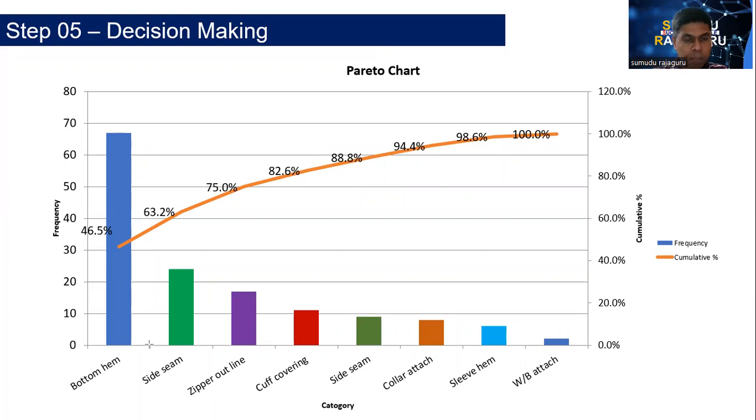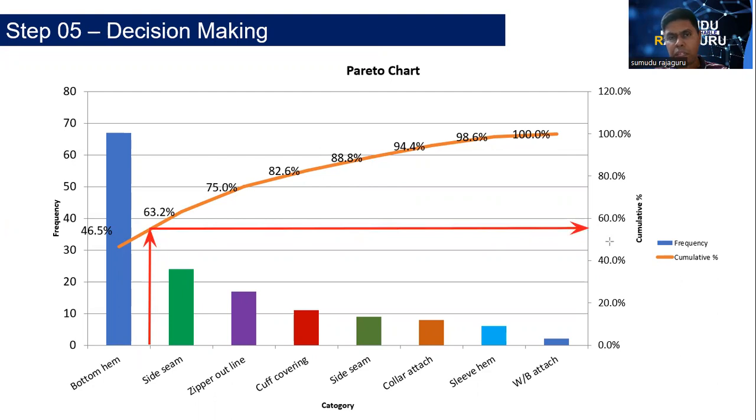After the first problem, I have to draw a projection line from the x-axis to the cumulative curve. Then from that intersect point, I have to project onto the cumulative frequency y-axis. So we can see, okay, it may be 58 or something. That means if I solve only one problem, the total solution will be 58%. So we can project in both directions.